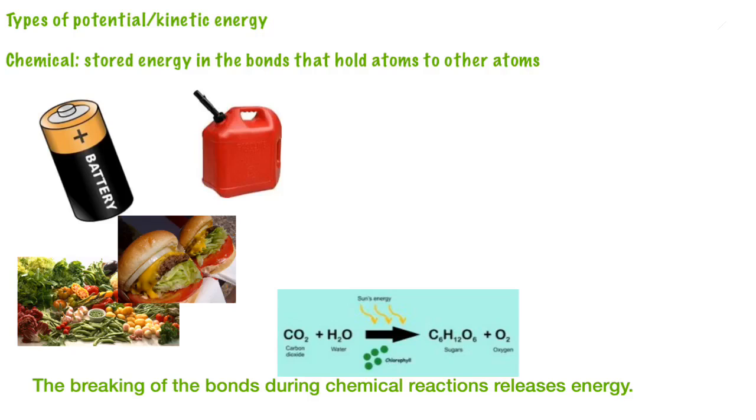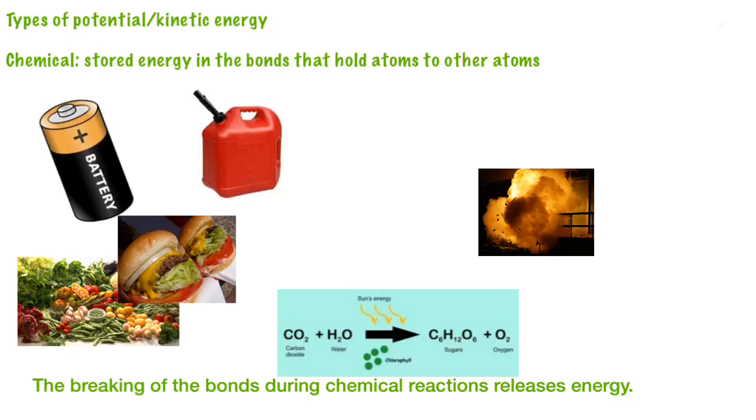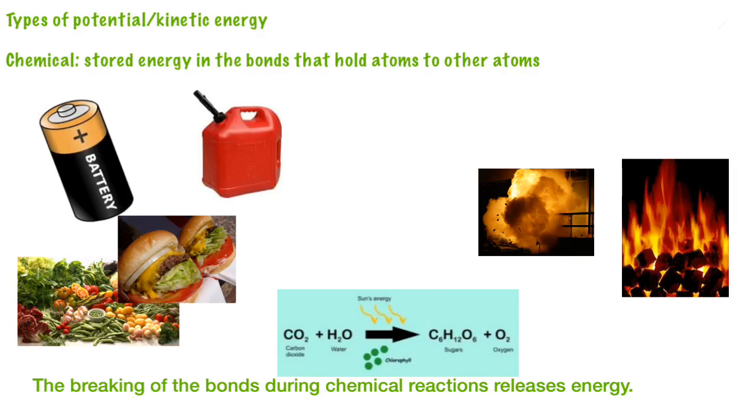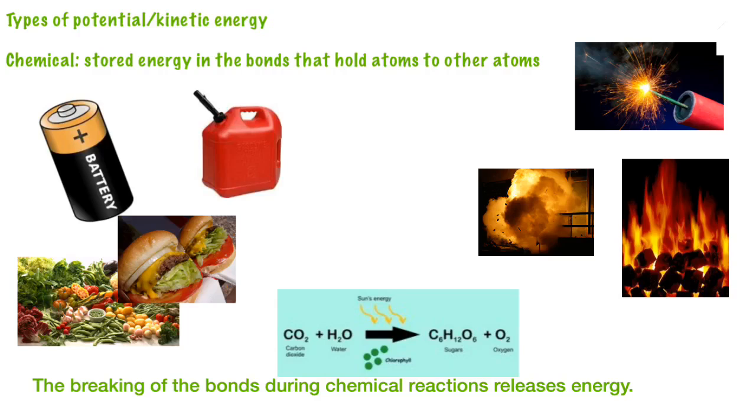On the left side of that reaction is the stored chemical energy. After you add the sunlight to it, you get sugar and oxygen. During that reaction, you release that chemical energy. Kinetic chemical energy, you have things like explosions, burning, fireworks, all those kinds of things. So these are examples of potential and kinetic chemical energy.